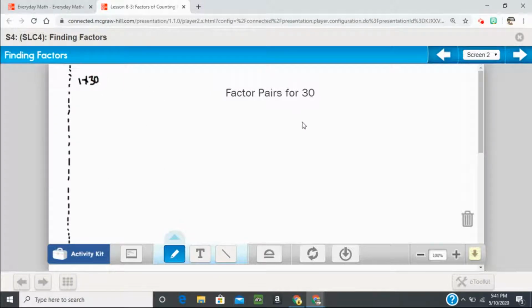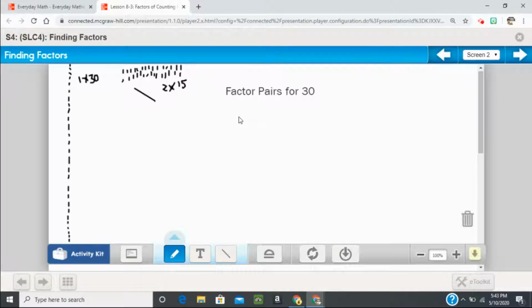Good. Because it ends in a 0, I know that it is an even number, so I can multiply by 2. So I have 2 groups. And if I have 2 groups, it's 2 groups of 15. 2, 3, 4. And there's 15. 2 rows of 15. 2 times 15 is 30.